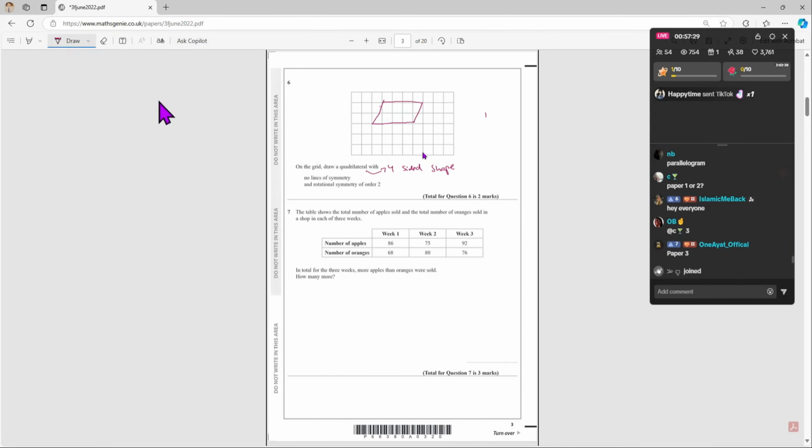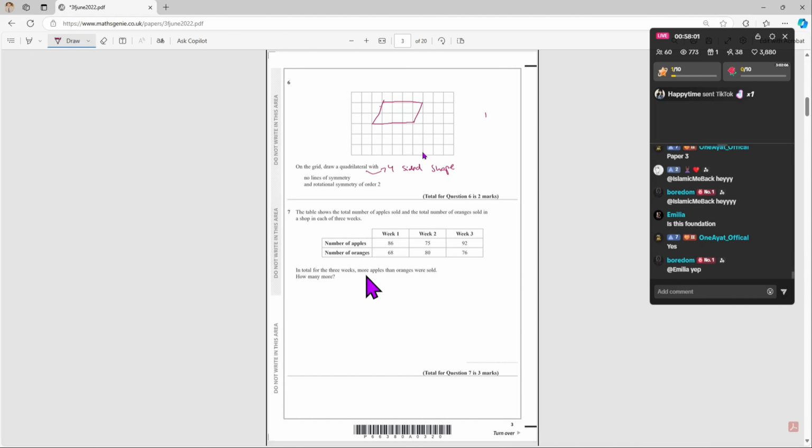So that question was a 2-mark question. Question number 7: the table shows the total number of apples sold and the total number of oranges sold in a shop in each of these 3 weeks. We have week 1, week 2, and week 3, and they have told us the number of apples and oranges sold. In total, for the 3 weeks, more apples than oranges were sold. How many more apples were sold than oranges?